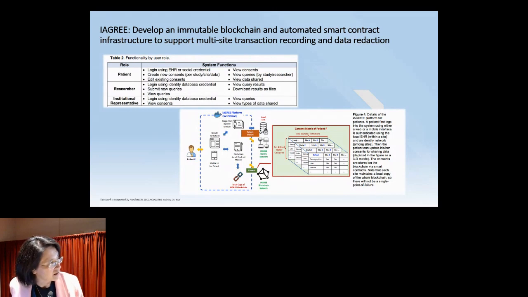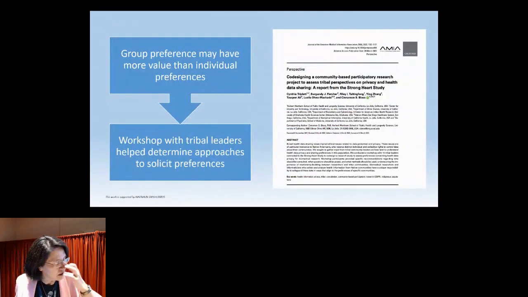There will be fewer people interested in that. So lastly, I'll quickly say that we are also working with the Strong Heart Study, which is the largest cohort of American Indian participants in the United States. And we learned a lot that group preferences do supersede individuals' preferences in this scenario. So we need to learn how to approach the problem culturally, sensitively, and so on. So we had a workshop with tribal leaders to help determine approaches to solicit preferences. And we learned quite a bit.